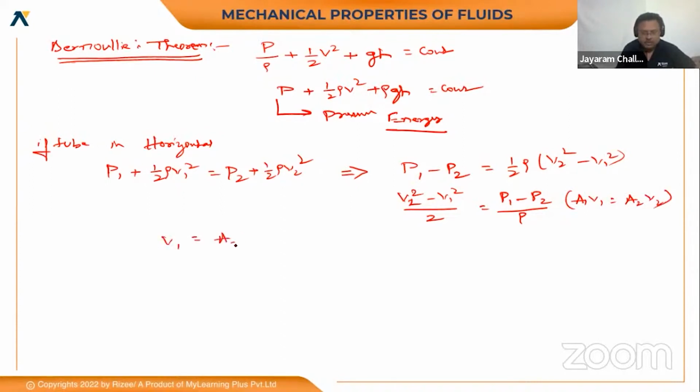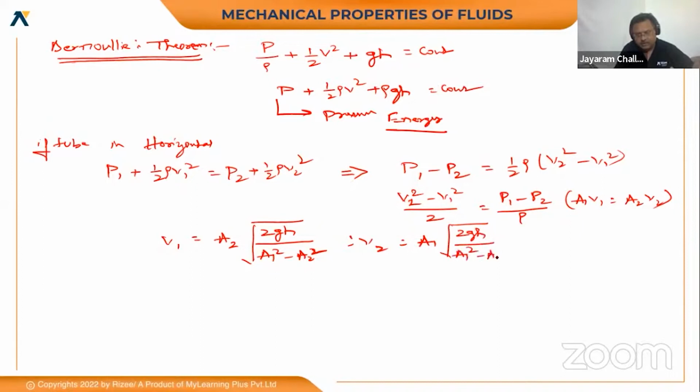v1 is equal to a2 into root over 2gh by a1 square minus a2 square, and similarly v2 is equal to a1 times root over 2gh by a1 square minus a2 square. So like this you can find the values of v1 and v2.